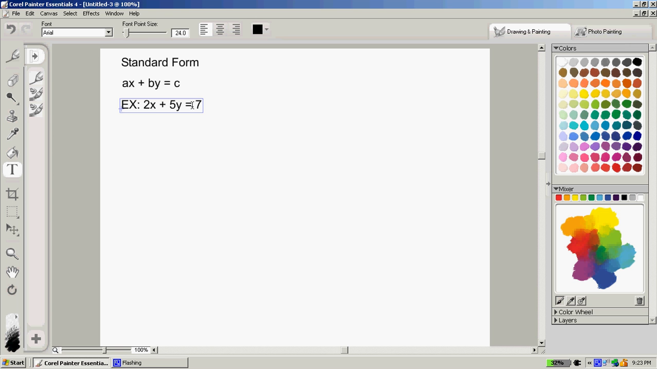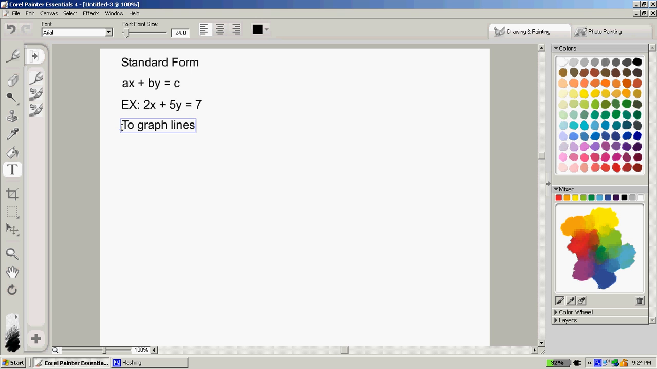Unfortunately, when an equation is in standard form like this, we can't find the slope and the y-intercept easily, and we can't graph the line. So what you need to do is change this to the more normal form that we've been seeing, the y equals mx plus b format. So let's write this down.